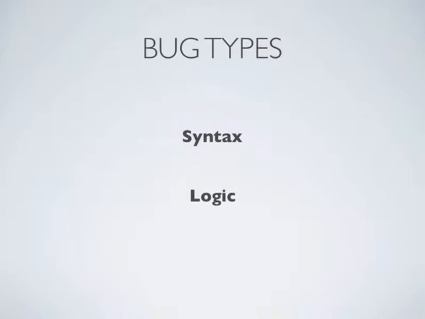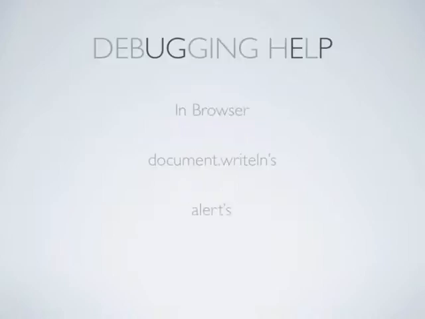So logic bugs tend to be a lot more insidious. They tend to be a lot harder to track down and a lot harder to correct. So those are the ones that you'll find you probably end up spending the majority of the time on. As far as fixing bugs in our programs, there's a number of different ways we can go about it.